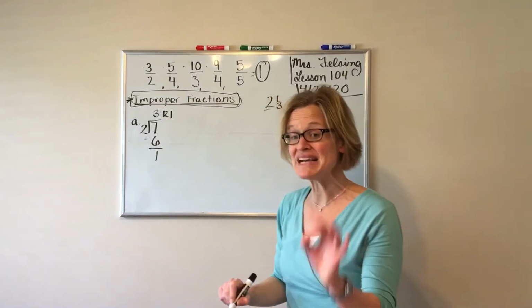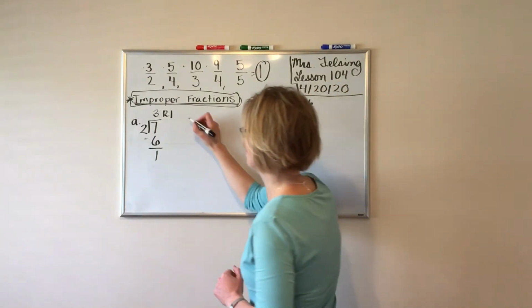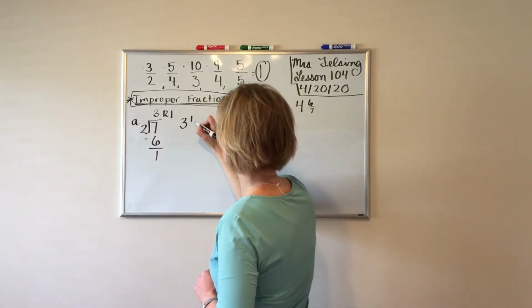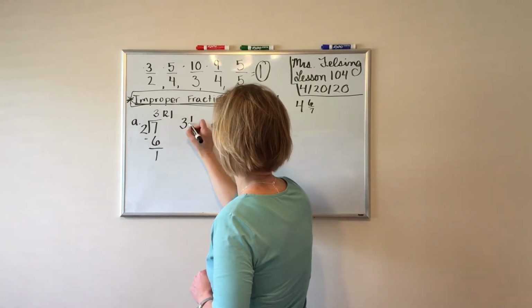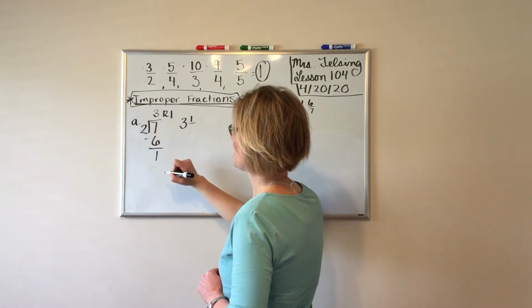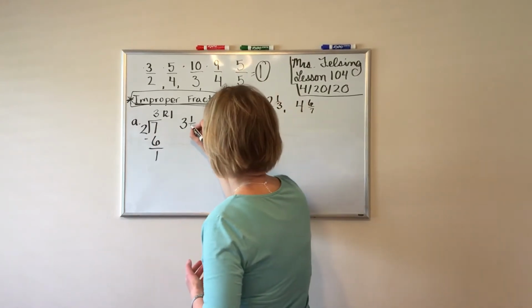So your mixed number would be 3. And then you're going to take your remainder over, your remainder is the numerator, and the denominator is what you divided the number by, 2.